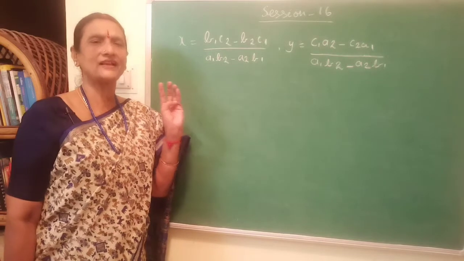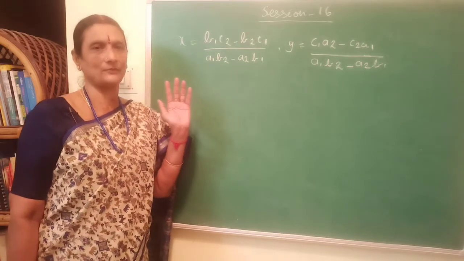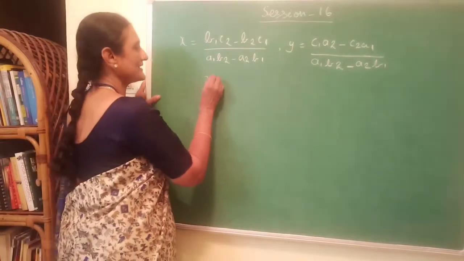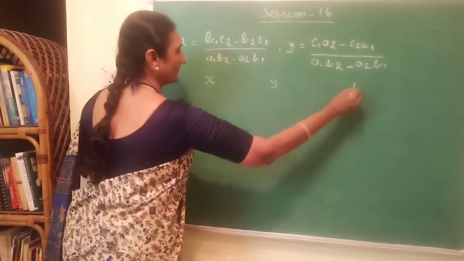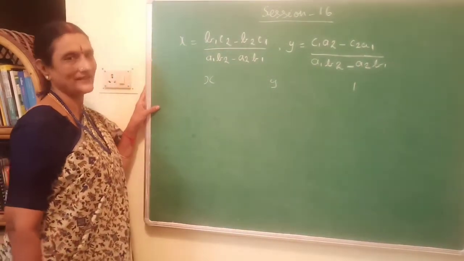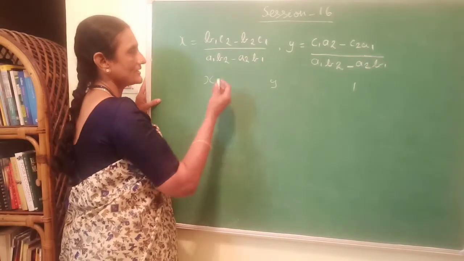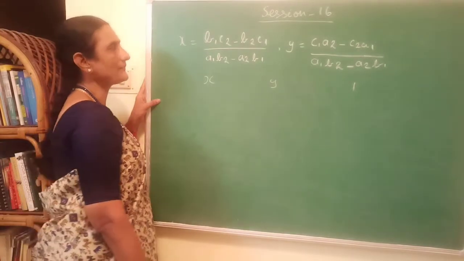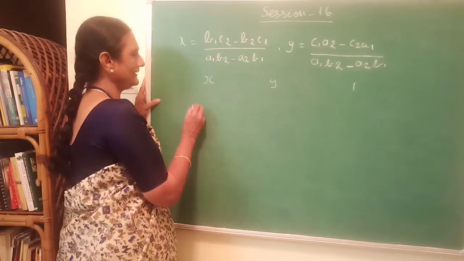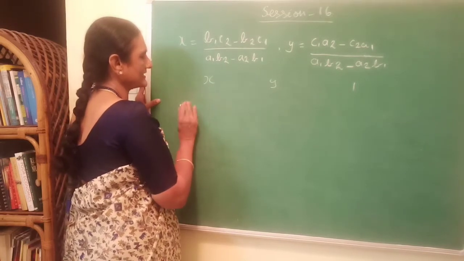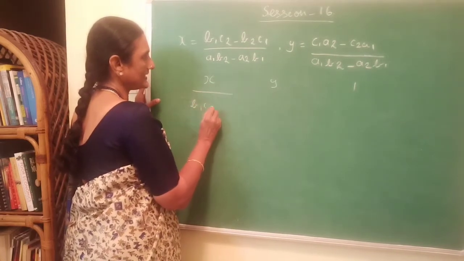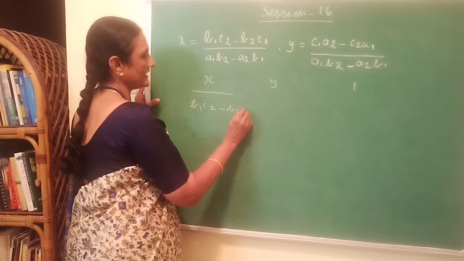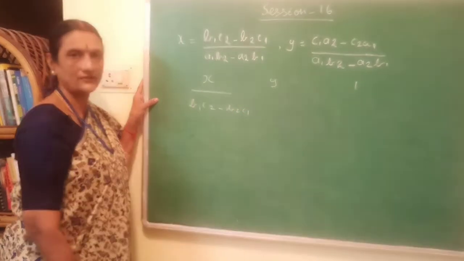Now, first I will tell you how to remember this formula. The x formula. First, for that, what you have to do? Write x, y, 1 as three columns: the first column for x, the second column for y, and the third column for 1. Now, you write below x: b1 c2 minus b2 c1.